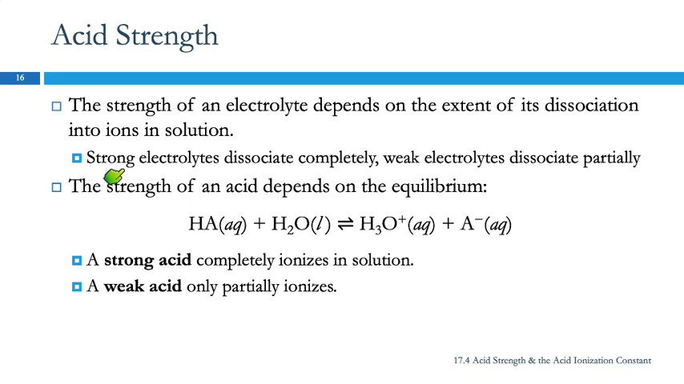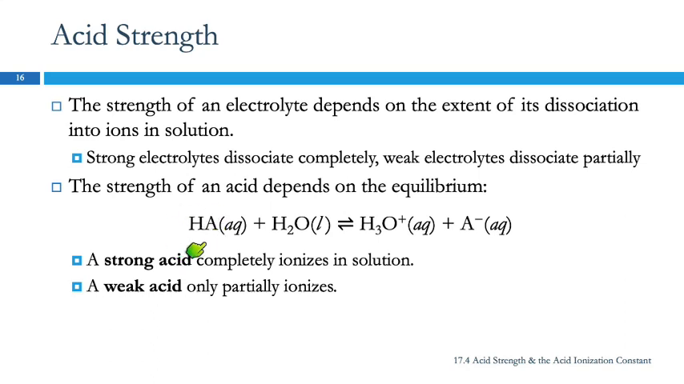So a strong electrolyte will dissociate completely. It will make lots and lots of ions. A weak electrolyte only dissociates partially. So the strength of an acid has nothing to do with its concentration or how dangerous it is. It depends on the equilibrium.